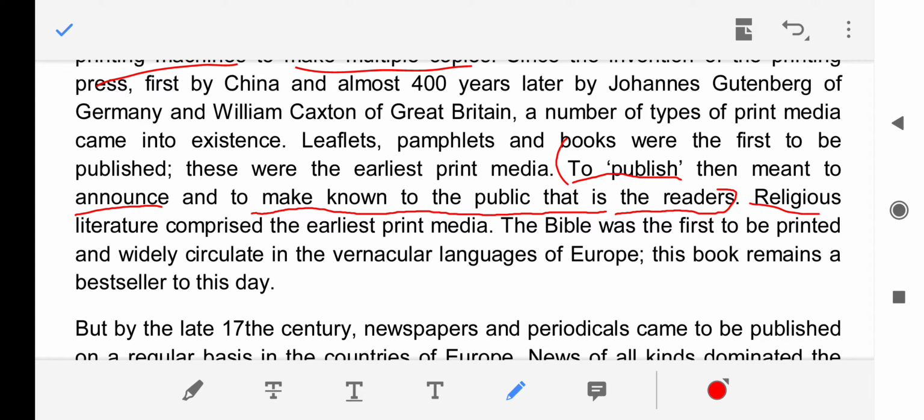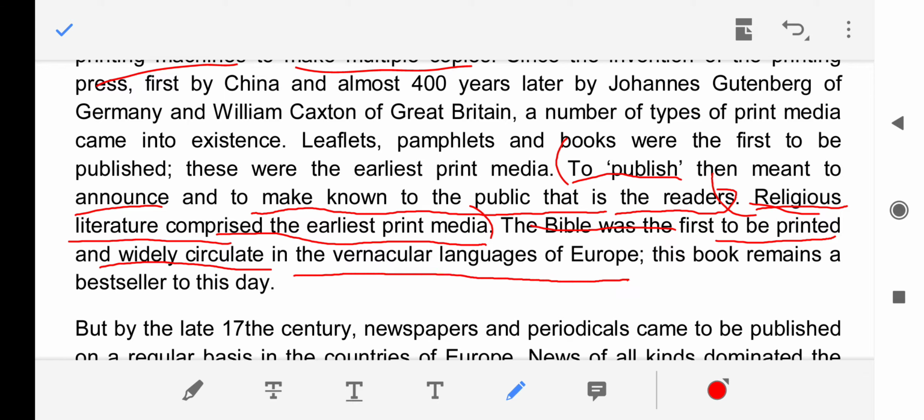Religious literature comprised the earliest print media. So the religious literatures were the first things to be published. The Bible was the first to be printed and widely circulated in the vernacular languages of Europe. This book remains a bestseller to this day. So the Bible was the first book to be printed.